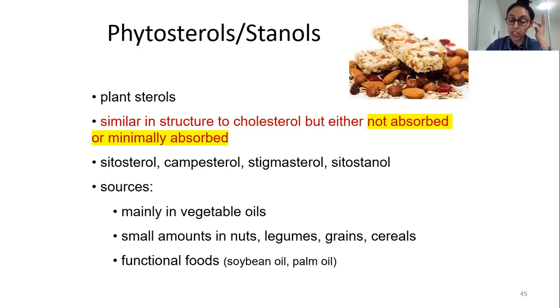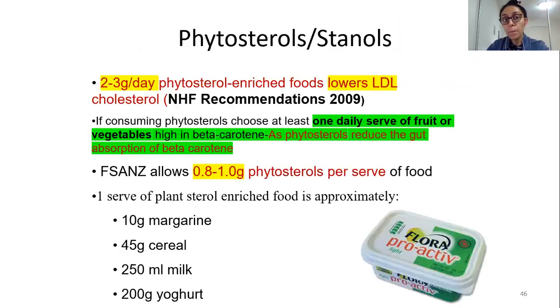Okay, so all these oils which we use, and yes, small amounts in your nuts as such, and very, very minuscule amounts in your legumes, grains, and seeds. Not as such. Okay, but yes, as I said, your functional foods such as your soybean oil and things, so that will be having your phytosterol stanols.